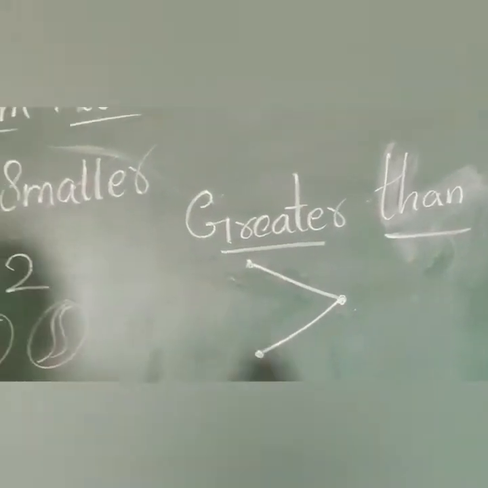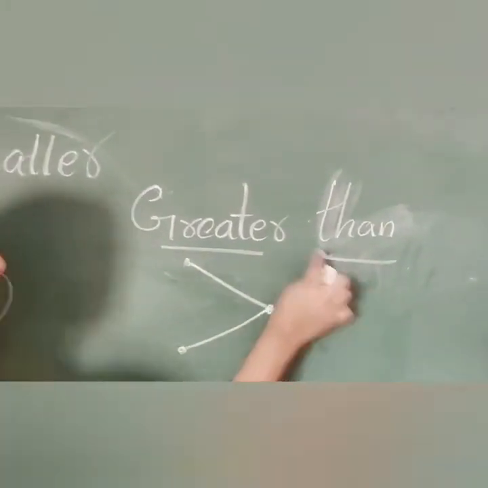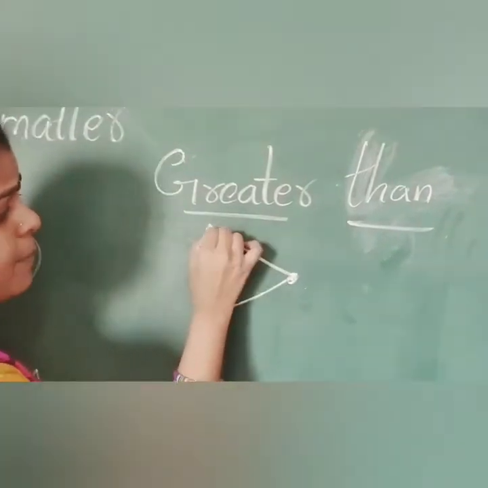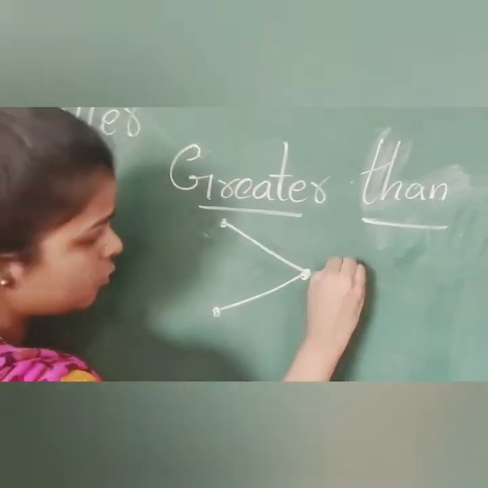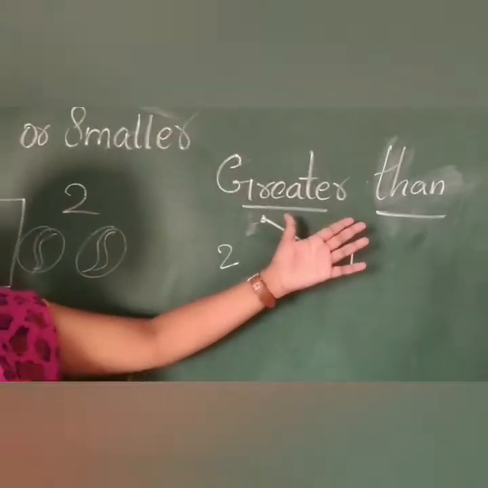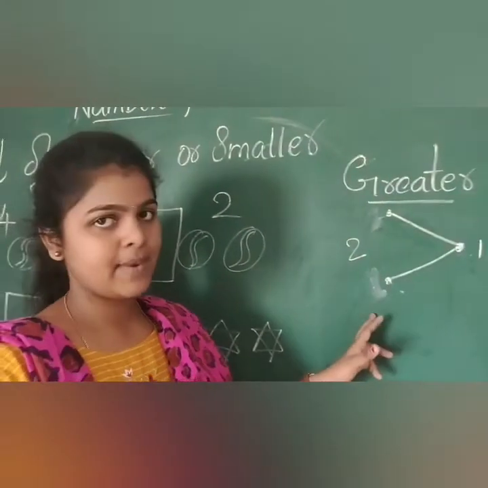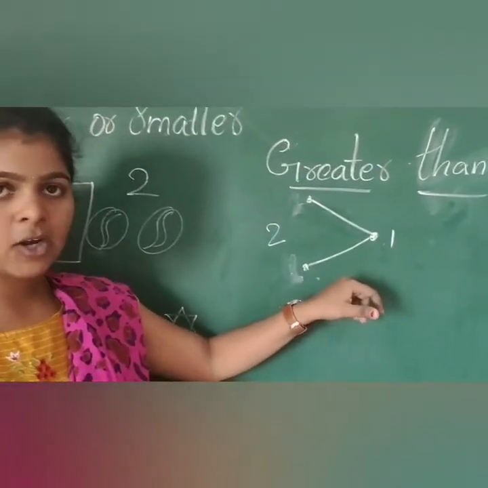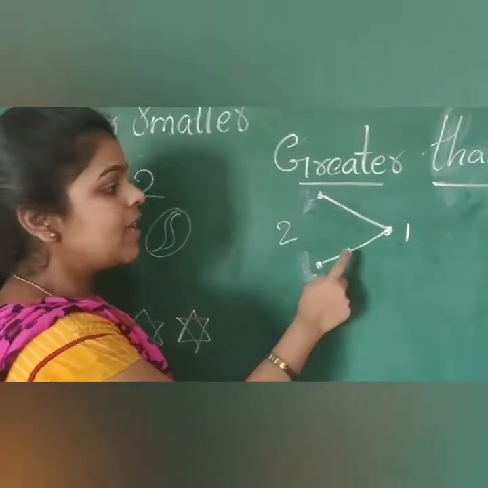This is a symbol called greater than. Here I have 3 points: 1 point at one end and 2 points at the other end. Let me help you trace this symbol. This is a symbol called greater than. What is this symbol called? This is the symbol of greater than.